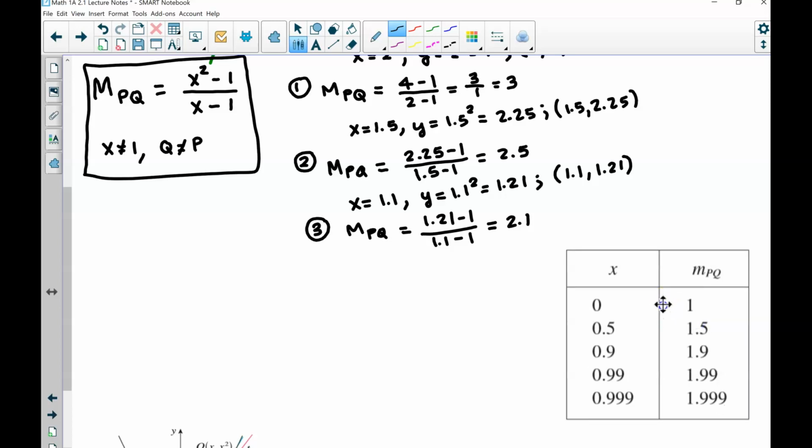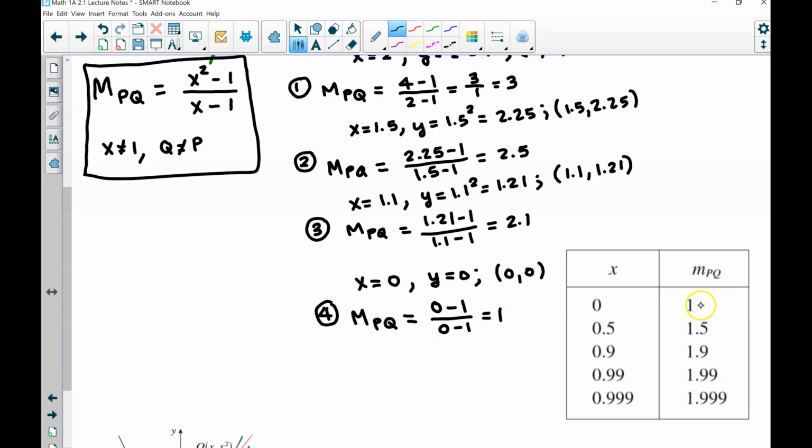So now if we look at this table here, we're going to let x equal 0. If you plug in 0 for x, then y is going to be 0, so you're going to have the ordered pair (0, 0). Finding the slope using those two points is going to be 0 minus 1 over 0 minus 1, which gives you a positive 1. So you can see what happens with the slope when the value of x is 0.